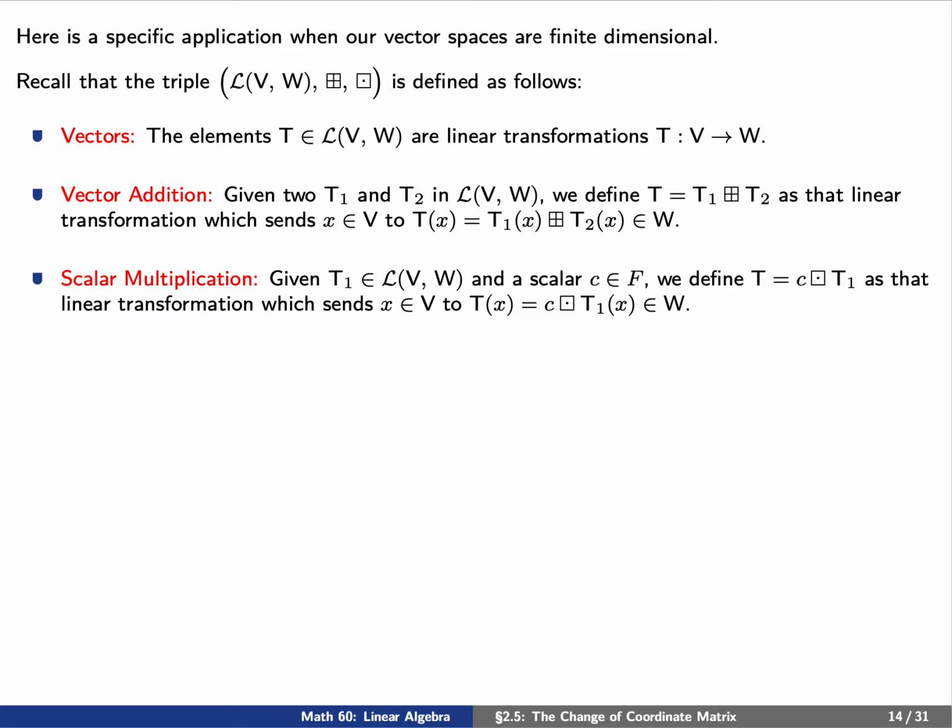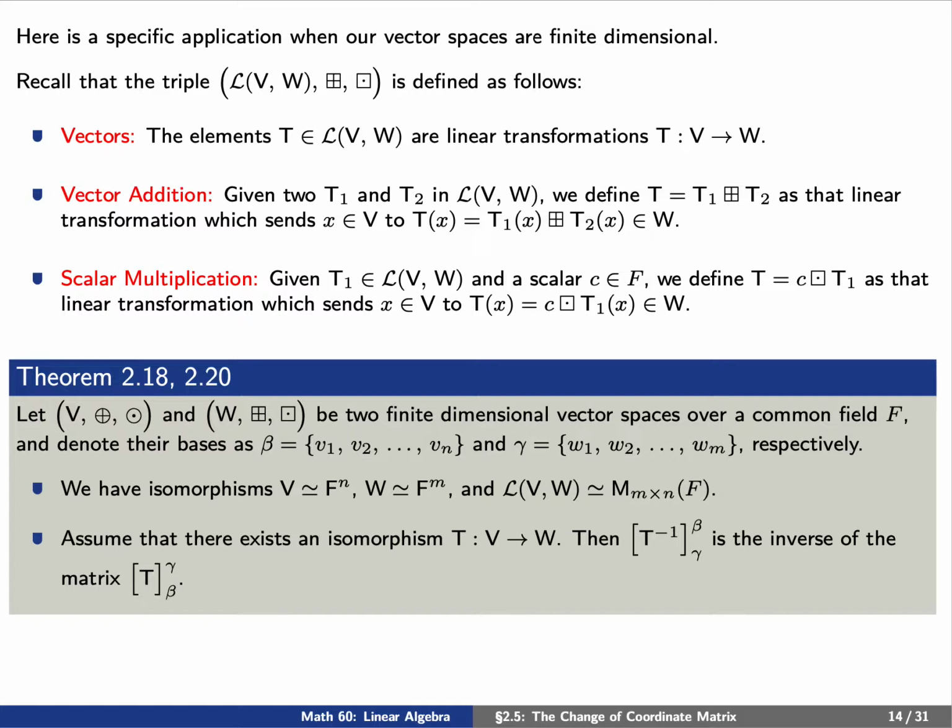Similarly, we can define a scalar multiplication for this set. Given a rule T1 and a scalar c, we'll define a new rule c times T1 as that linear transformation that takes a vector x in our domain to c times T1 of x in our codomain. With this in mind, we have the following two results.